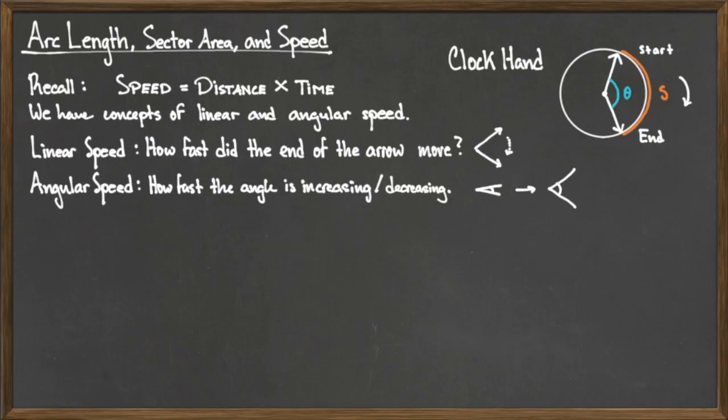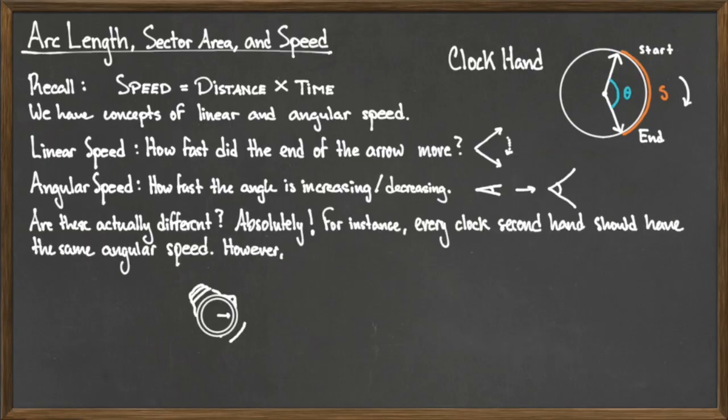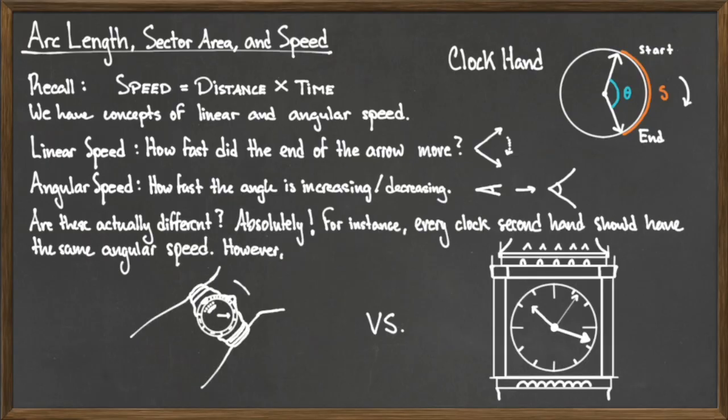It's completely fair to ask whether or not these are actually different things that you're studying, because you're essentially studying two different speeds of the same object, namely the clock hand. So are these things actually different? It turns out the answer is yes. They are different, and the difference is non-trivial.